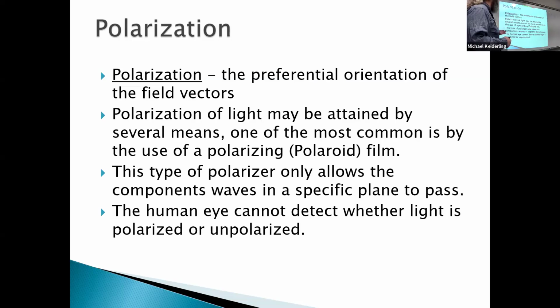And this type of polarizer only allows the components of waves in a specific plane to pass. It's basically a bunch of vertical lines. You're only allowed through if you line up with the slots. And the human eye has no way to detect polarization. There are animals that can detect polarization. Mantis shrimp, for example, can detect polarization, but humans don't.